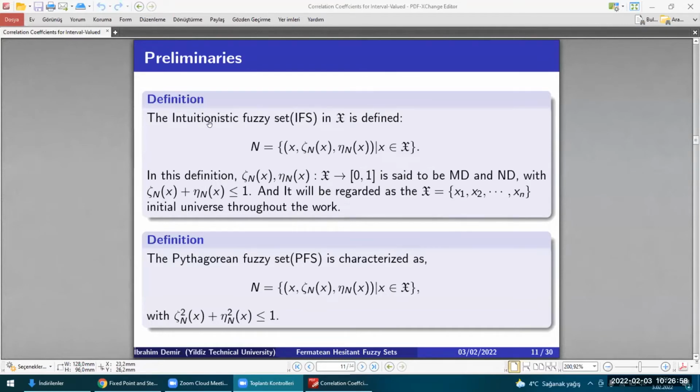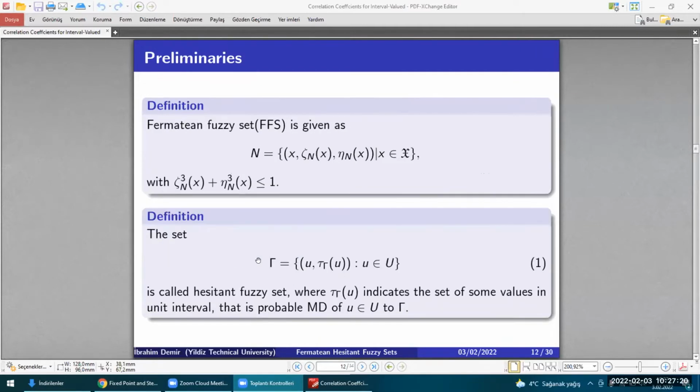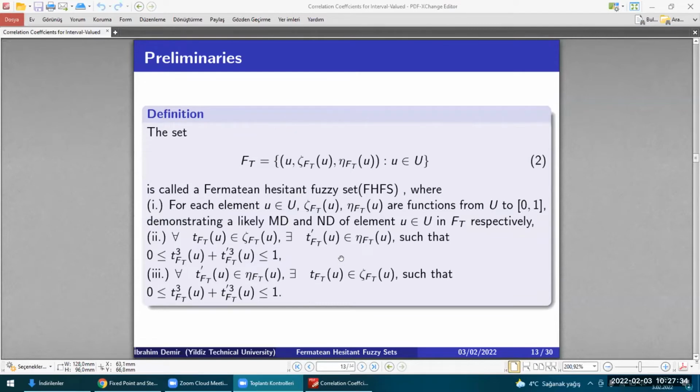Definition: the intuitionistic fuzzy set is defined like this. Zeta is said to be the membership degree, eta is said to be the non-membership degree. The Pythagorean fuzzy set is described like this, and the Fermatean fuzzy set is described like this. The hesitant fuzzy set is described like this, and the Fermatean hesitant fuzzy set is described like this, with three conditions.